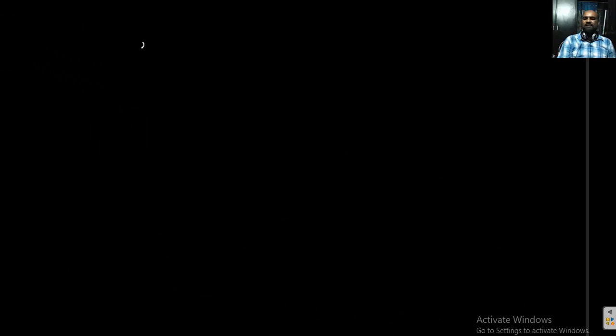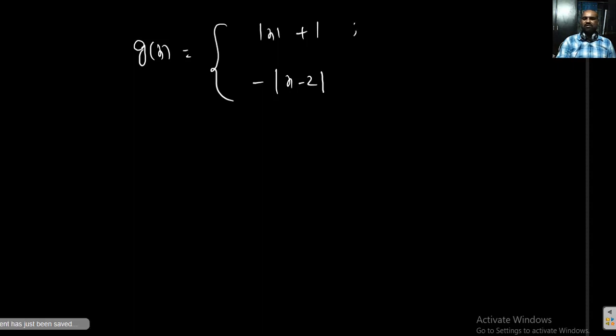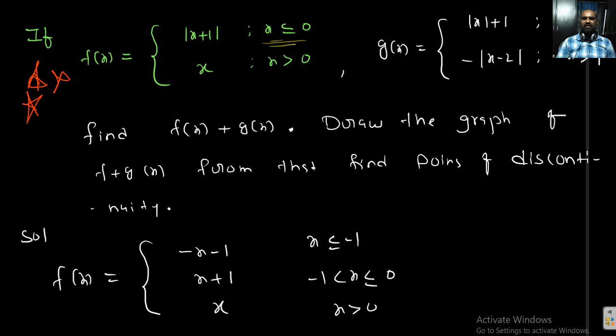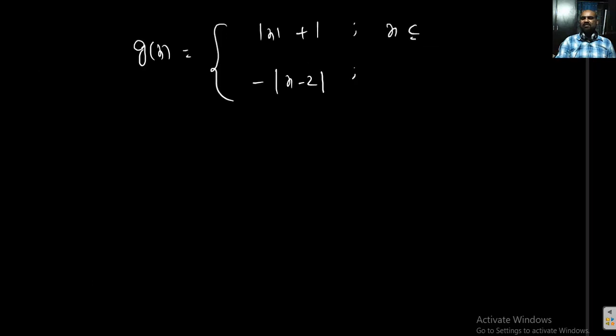So listen, g of x is given as mod x plus 1 minus mod of x minus 2. So the critical point for mod x is 0 only, and the critical point of mod of x minus 2 means 2 only. So first of all, what they give, I want to write: x less than or equal to minus 1, x greater than 1.